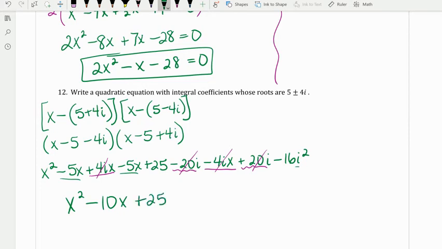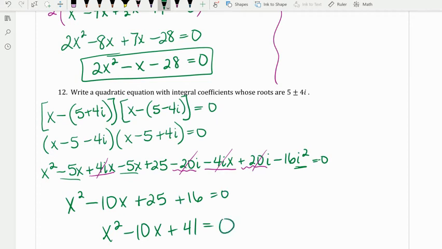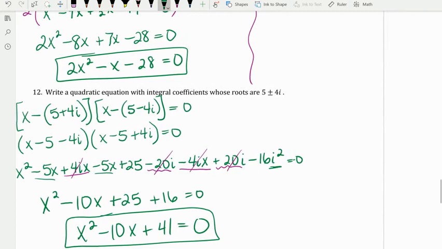And then remember over here, our i squared is actually a negative 1. So negative 16 times negative 1 would make a positive 16. So we get x squared minus 10x. 25 plus 16 is going to give us 41. And then all of that, I forgot my equal 0 up here, but all of this equals 0, right? So there's our equation with those two imaginary roots. Now, again, that's the easiest way if you want to do the same thing every single time.